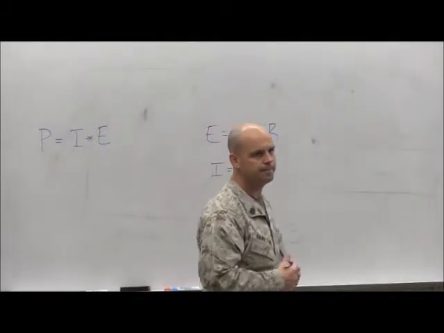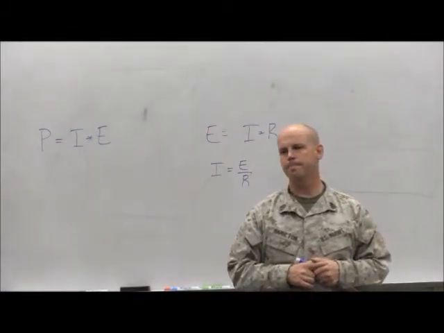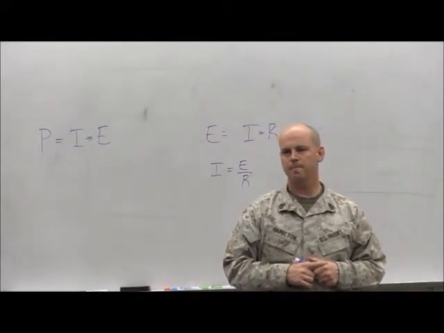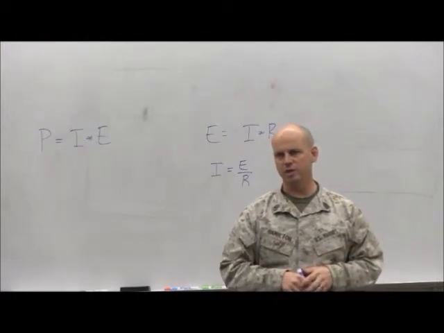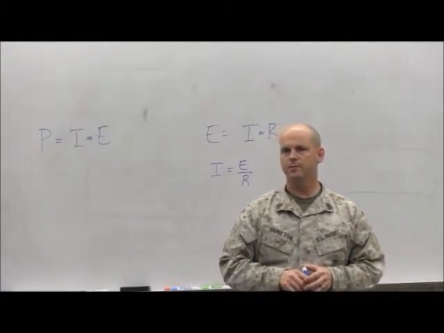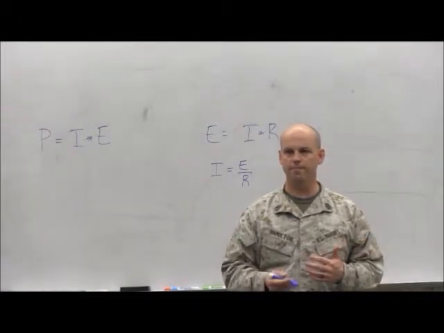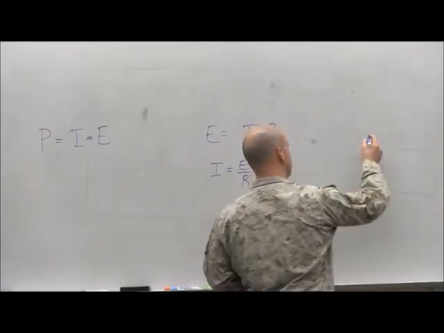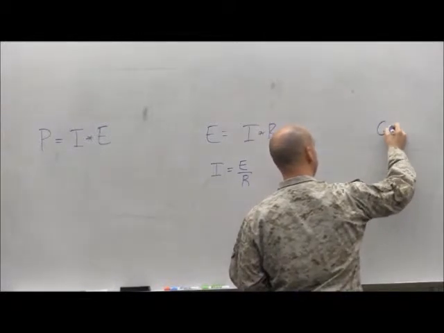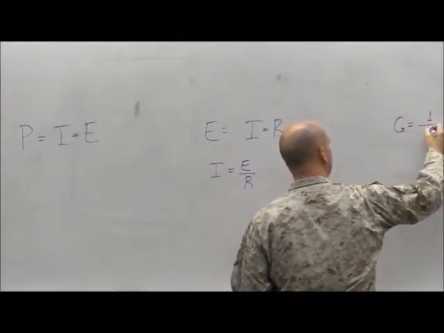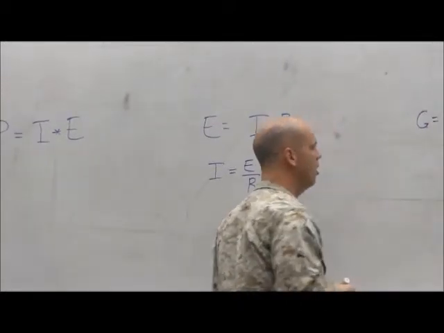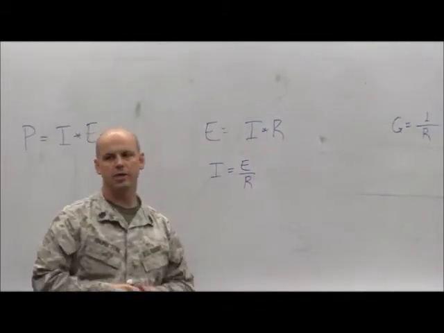We also established a relationship between conductance and resistance. What was that? How would we define the relationship? They're opposite, basically. They're inversely proportional, right? So we said that conductance G is equal to 1 over resistance R, and vice versa. Any questions about that?